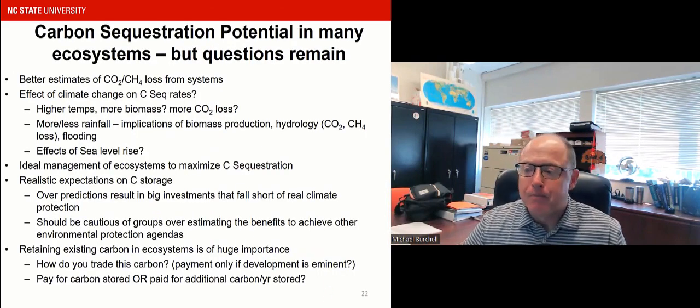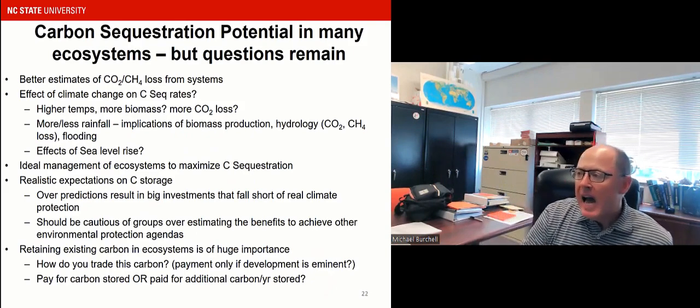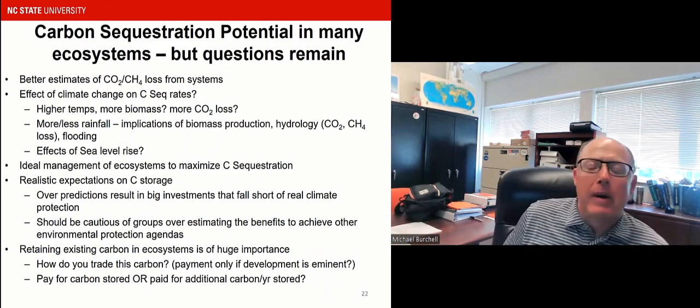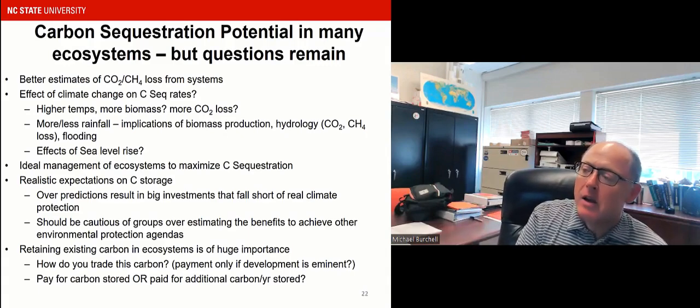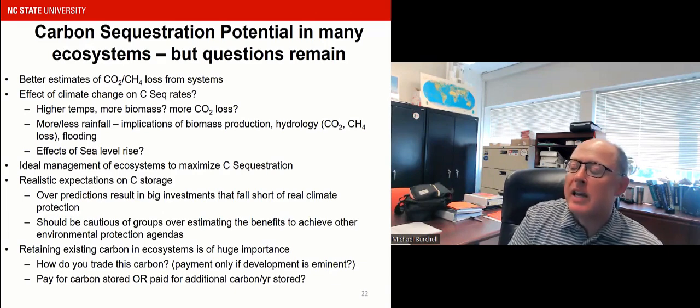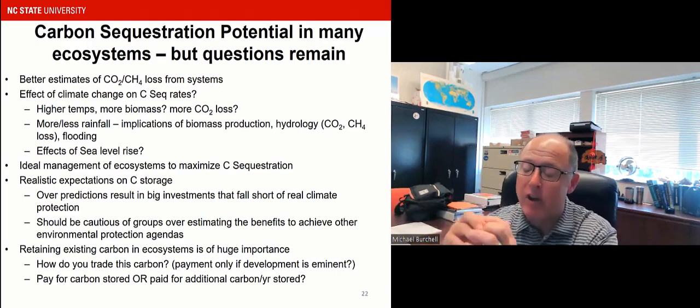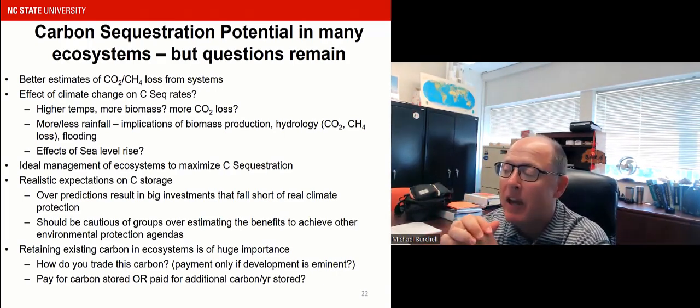So carbon sequestration potential is high in many ecosystems, but here are the major questions that still remain. We need better estimates of what the outputs are, the CO2 and CH4 losses from these systems, carbon dioxide and methane. It's difficult to measure these systems. It's expensive to measure these systems. You can do it a number of different ways. A lot of people are doing eddy flux tower measurements to try to get a better feel on what seasonally and daily these CO2 and methane losses could be.